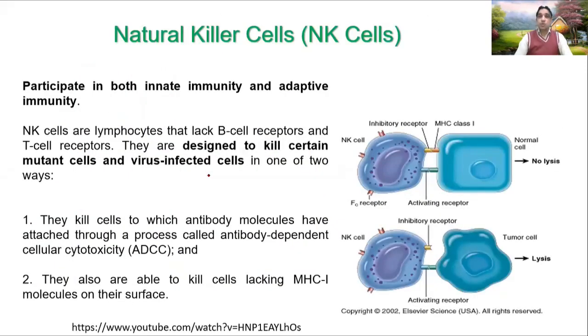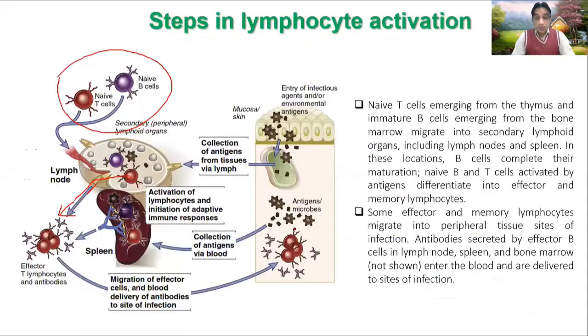The last thing you should know is about the natural killer cells. They are present both in the innate as well as in the adaptive immune system. Yes, well done. Any question? Sir, can I ask a question? Why not? Why not? Why not?